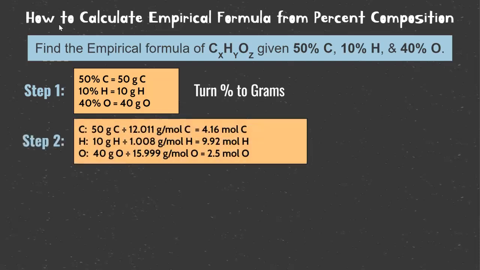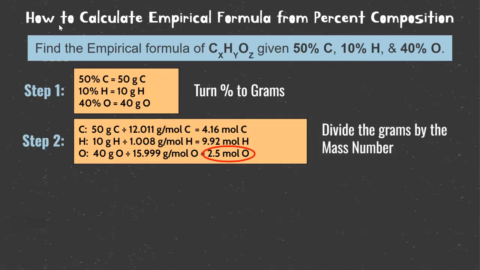Step 2. You take the grams and you divide it by that element's mass number. So for 50 grams of C, we're going to divide it by 12.011. For 10 grams of H, we're going to divide it by 1.008. And 40 grams of O, we're going to divide by 15.999. And again, these mass numbers come from the periodic table.